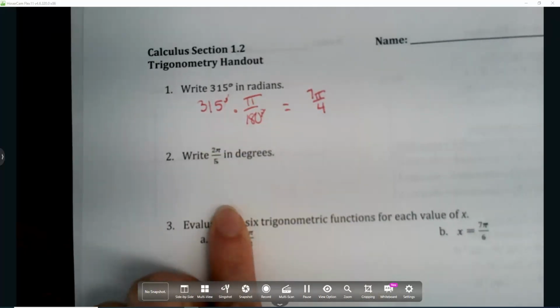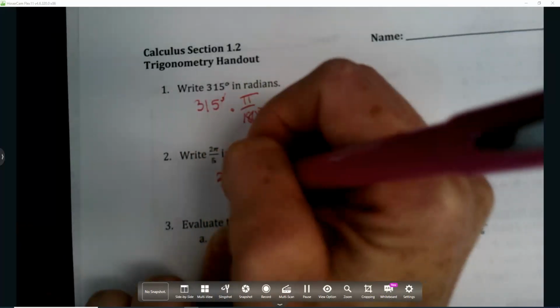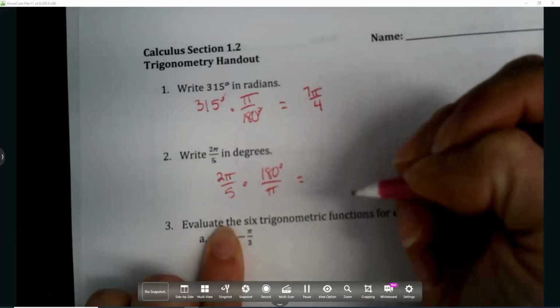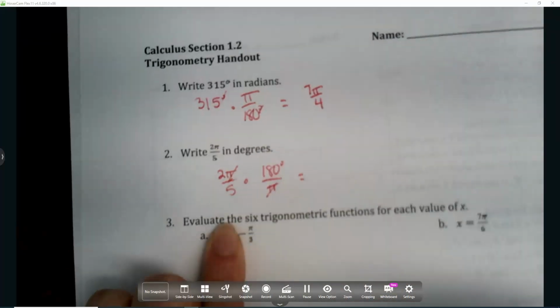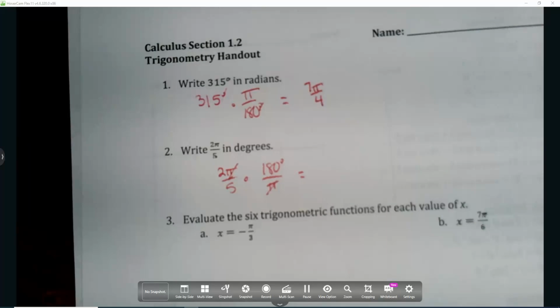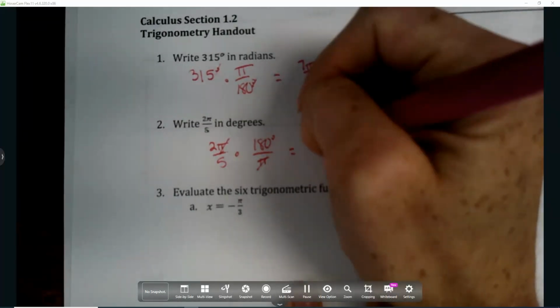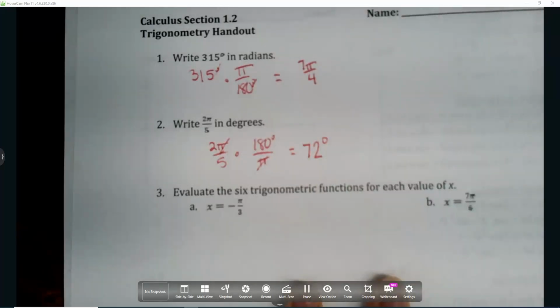All right, how do I write 2 pi over 5 in degrees? Multiply it by 180. So, the pi's cancel. 2 times 180 divided by 5 is what? 72 degrees. All right, so do you feel confident you can do those types of problems on your homework?